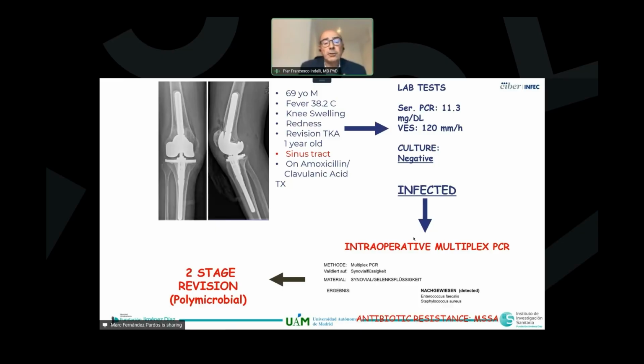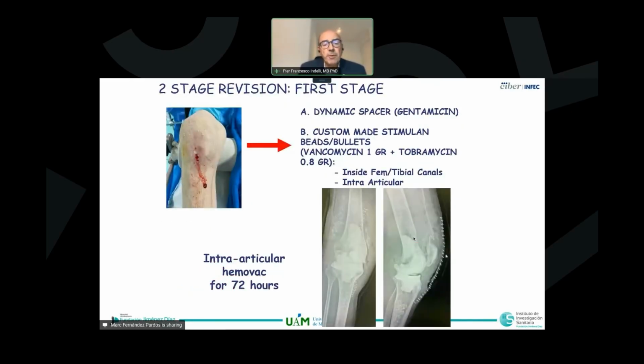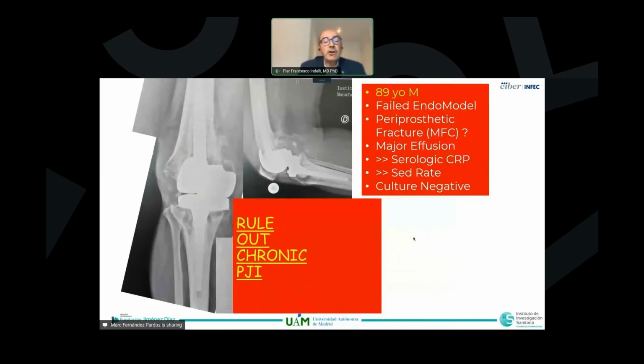Intraoperatively, we identified 2 microorganisms in this case. So this was a polymicrobial PJI. You see the Enterococcus and the Staph aureus, which was likely an MSSA. And so the patient underwent 2-stage revision for an intraoperatively diagnosed polymicrobial PJI. In the first stage of the 2-stage, we put a dynamic spacer. We built again our custom-made antibiotic beads, and we used a Hemovac drainage for 72 hours. So you can use the molecular diagnostics also to rule out chronic PJI.